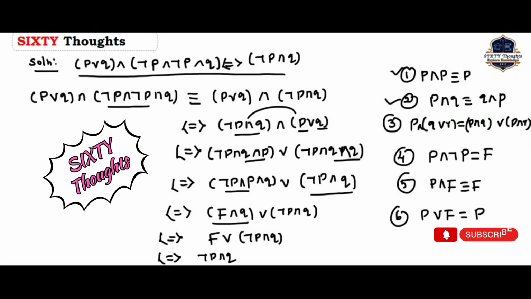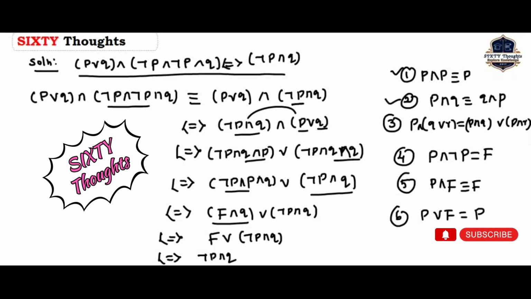So once again I am telling you how to solve this problem. First we take the left hand side, and we need to prove the right hand side value. The first step, I am going to apply the idempotent law. When you get the same variable, we write only one variable, by using property number 1. Next step, I am going to interchange, that means P ∧ Q is equal to Q ∧ P. Third step, using the distributive law we get this one.